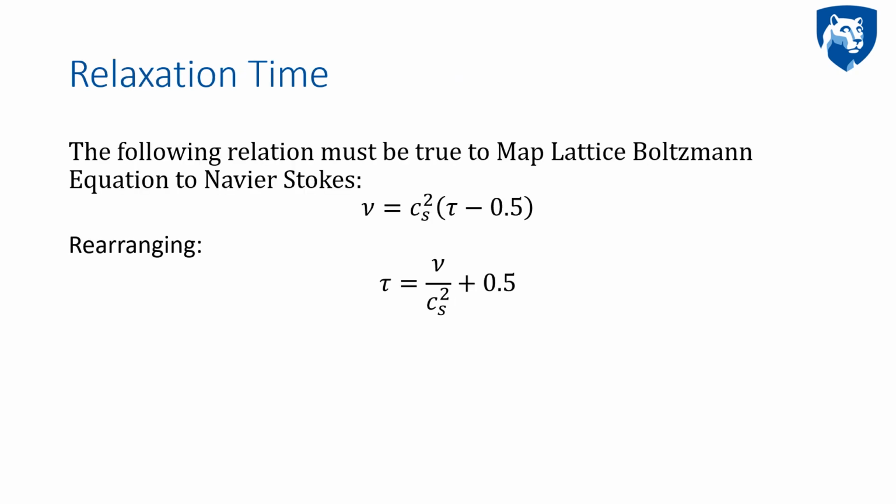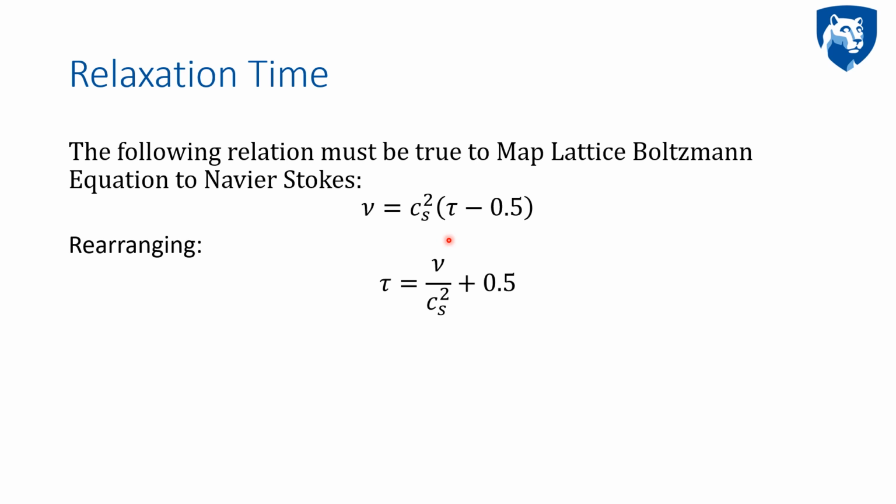The last thing I will talk about is the relaxation time. Earlier I mentioned that for the Lattice-Boltzmann equation to be able to reproduce the Navier-Stokes equation, the viscosity should be equal to the speed of sound squared times the relaxation time minus 0.5. If we rearrange this equation, we can get the relaxation time in terms of the viscosity of the fluid. And this is if you want to map Lattice-Boltzmann onto the Navier-Stokes.